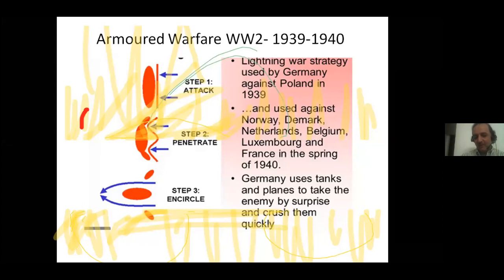And then they move forward, stabilize that, and go ahead to the next. The initial battles of this kind of lightning war are fought in 1940, when they go up against Denmark and Holland, and then in France. And in France especially, the strategy goes awfully wrong for the French.